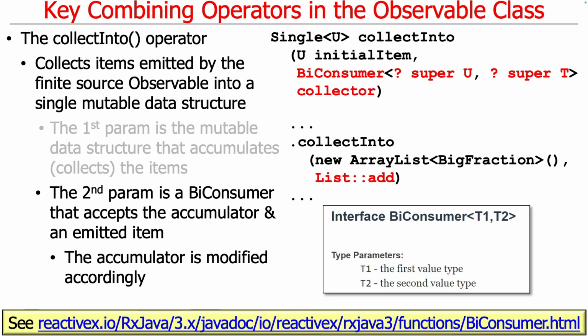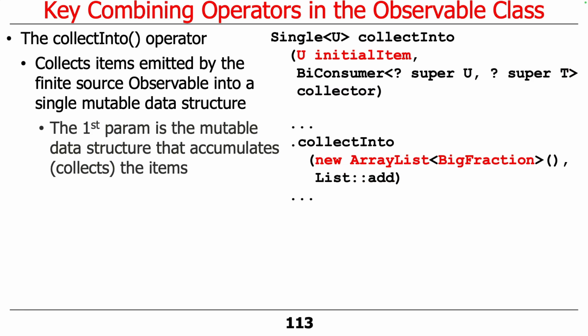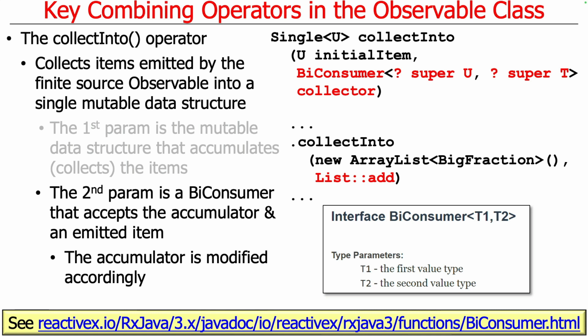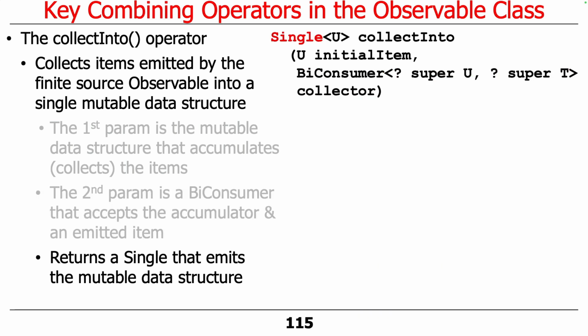And then the second parameter is a BiConsumer that's used to take an item from the stream and then do something to it to add it to whatever the initial item is. So in this particular case, since we made an array list, we're going to use the add method to accumulate the results into the array list. Pretty straightforward. So that's what collectInto does. And it returns a Single, which is another one of these special classes in RxJava, that emits the results of doing all this collection.